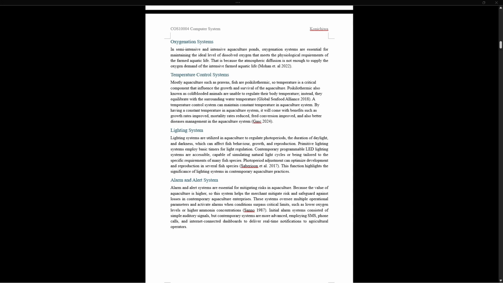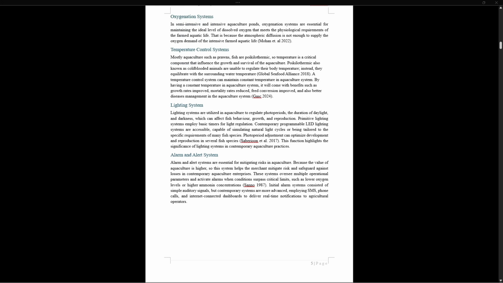Next, we have the temperature control system. The temperature control system stabilizes the water temperature, which is crucial for growth and health in aquaculture. Automated systems allow optimal temperature adjustment, improving feed efficiency and disease control.